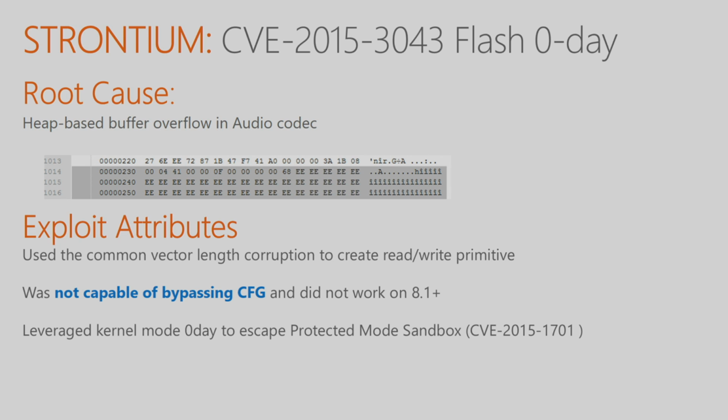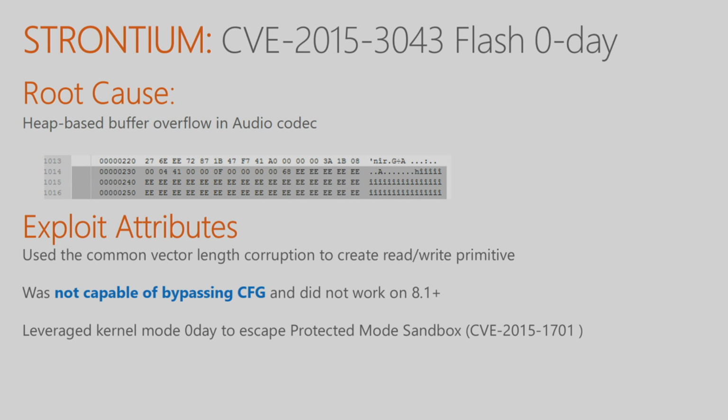So digging into that a bit, this is a very interesting exploit used in Strontium's case. It was, as I said, a 0-day exploit. In this case, it was a heap-based buffer overflow in an audio codec supported by Flash. Interesting to note is that the exploit itself was not capable of bypassing what we call control flow guard.